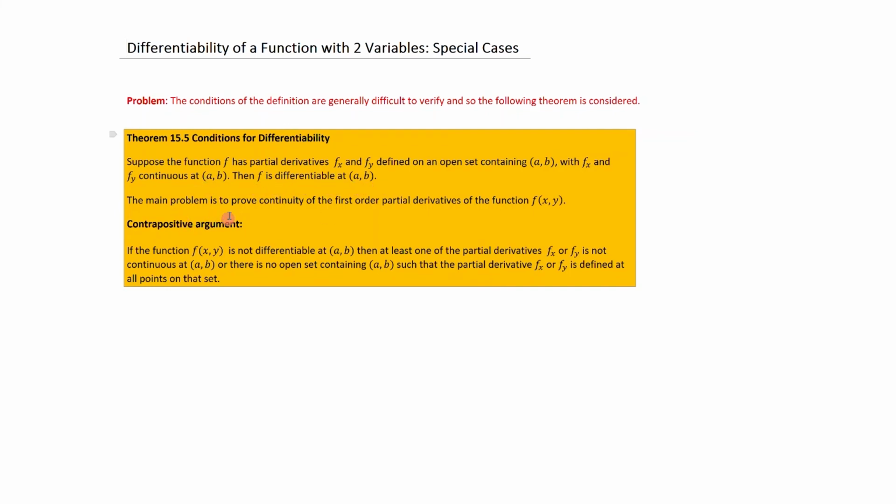The biggest problem here is that we have to prove continuity of the first order partial derivatives of f(x, y). On the other hand, you can take a contrapositive argument: if the function is not differentiable, then at least one of the partial derivatives fx or fy is not continuous at (a, b), or there is no open set containing (a, b) such that the partial derivative fx or fy is defined at all points on that set. So sometimes the contrapositive argument is the easier approach to take.